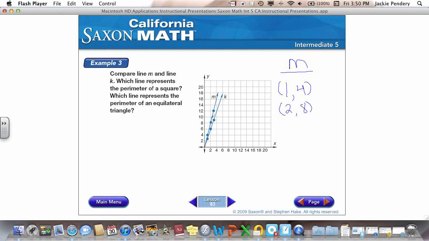Go back to my graph, up to my third dot, follow it down. It's between the 2 and the 4, so it's at the 3 on the x-axis and the 12 on the y-axis. 3, 12. Okay, so let's look at our K.